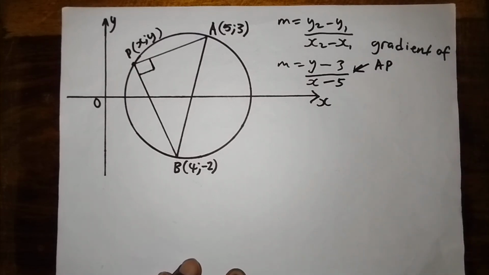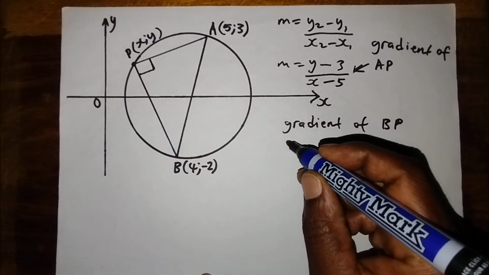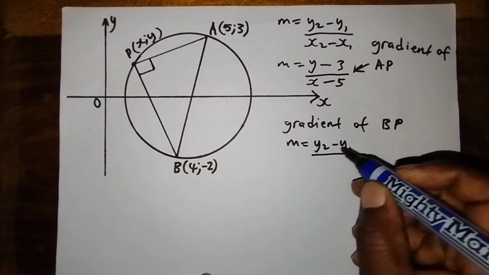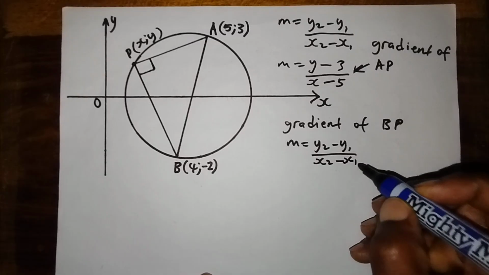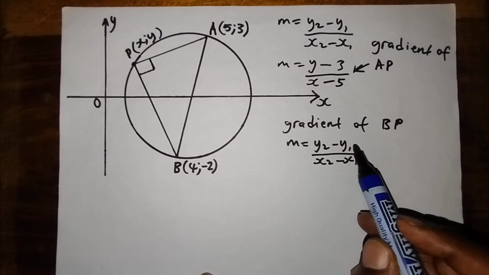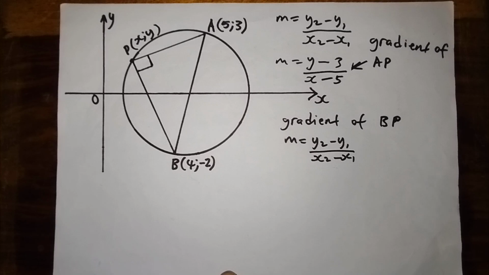So let us find the gradient of BP. To find the gradient of BP, which is a perpendicular line to AP, we also use the same equation. M equals y2 minus y1 over x2 minus x1. This m here stands for gradient, and this one, y2 minus y1, is the increase in y, and x2 minus x1 is the increase in x. Remember, gradient is just a measure of the slope of a line with respect to the positive x direction.